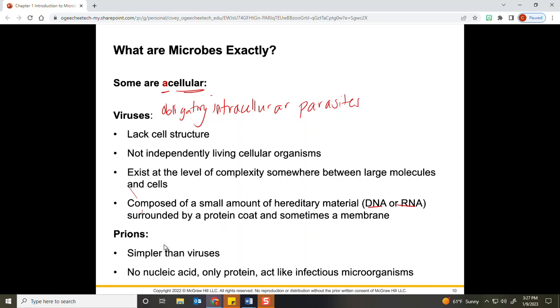Prions are even simpler than viruses. They don't have any DNA. It's only a protein. It's an infectious protein. They act like microorganisms even though they're not considered an organism. They're not a living thing, and they don't even have any genetic material.